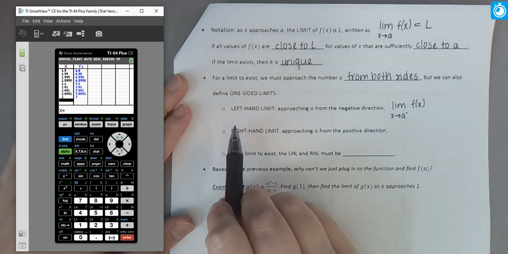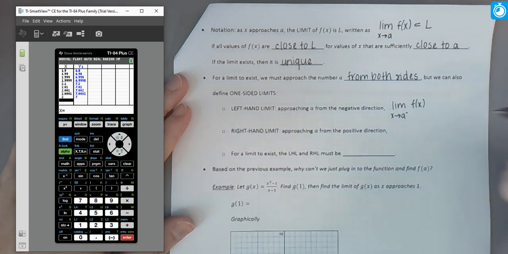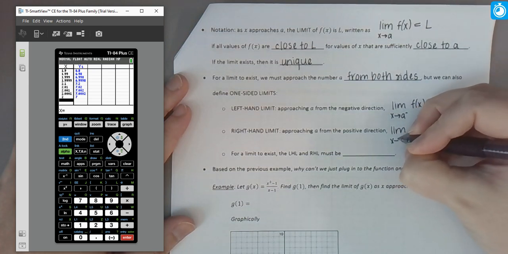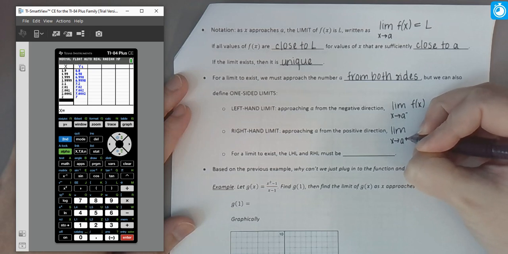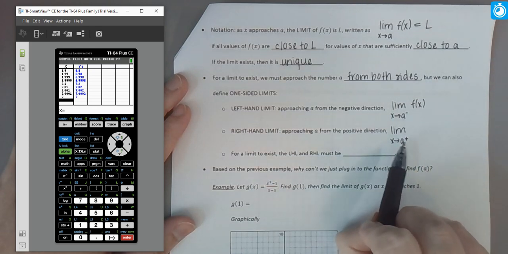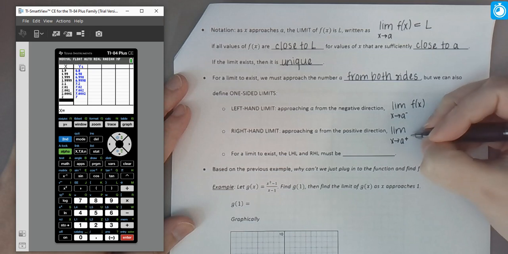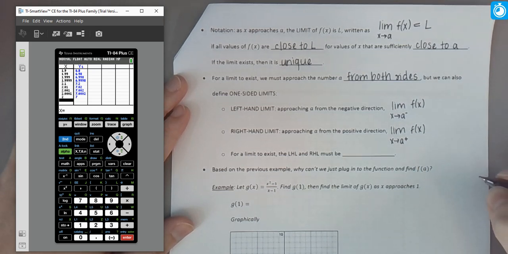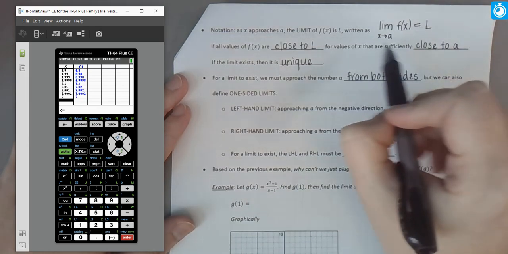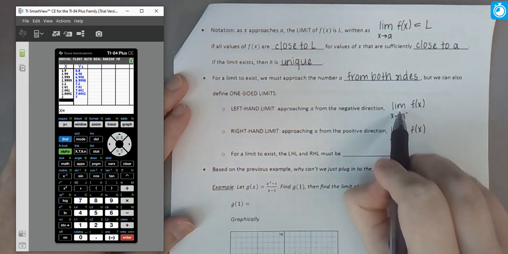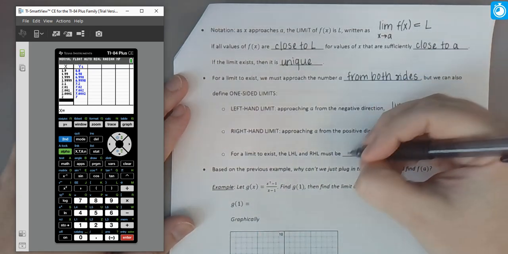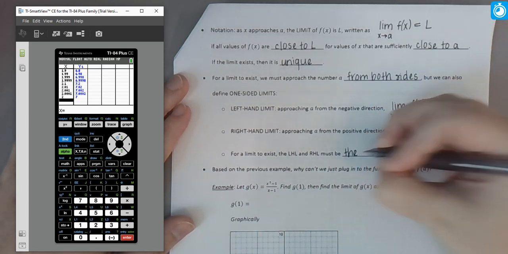Now the same thing if we're approaching from the right-hand side, but now we're approaching from the positive side of the coordinate plane. So our notation there would be limit as x approaches a, but now we're approaching from the positive side. So we're going to use a little positive superscript there. And again, we're taking the limit for our function f of x. For the general limit to exist, both of these, the left-hand limit and the right-hand limit, must be the same.